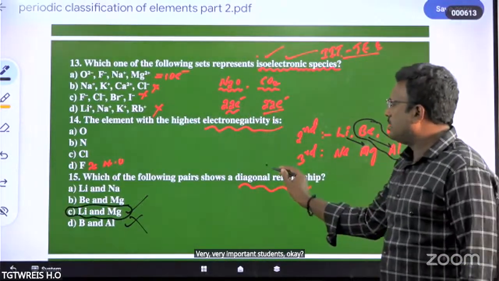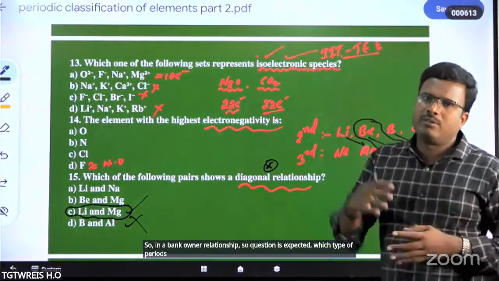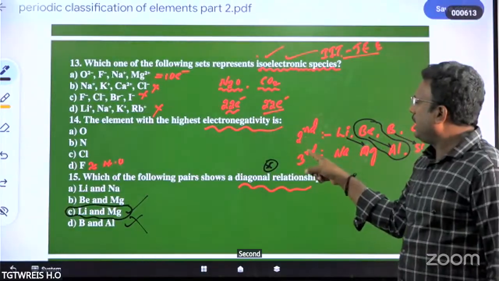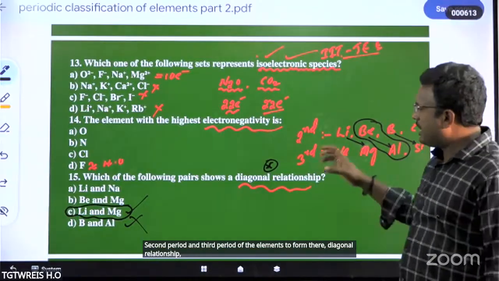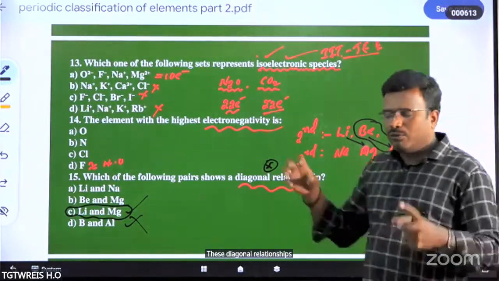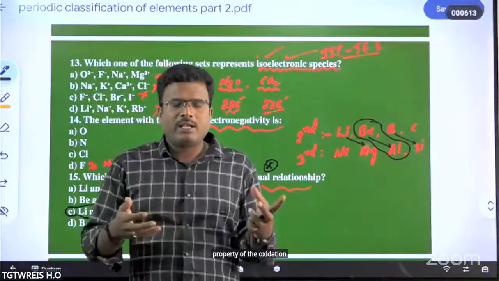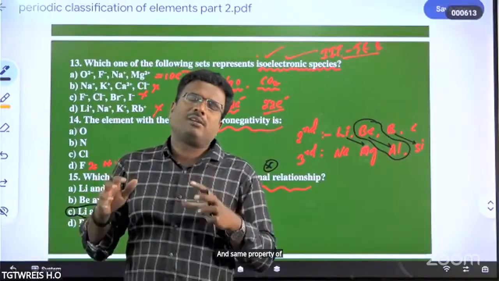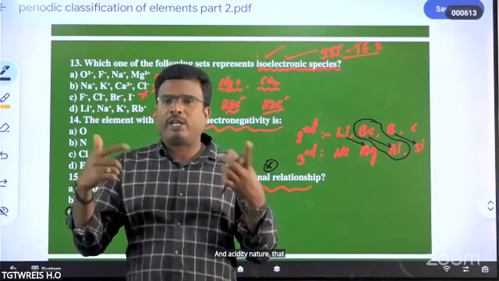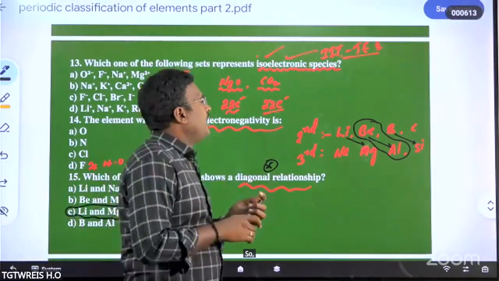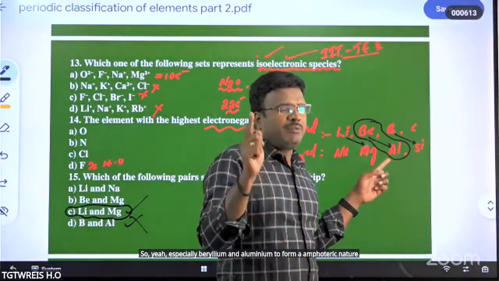In a diagonal relationship, a question is expected: which periods participate in the diagonal relationship? Second period and third period elements form the diagonal relationship. These diagonal elements share the same oxidation states and the same basicity and acidity nature, which is called amphoteric nature. Especially beryllium and aluminium form an amphoteric nature. Questions are very, very important.